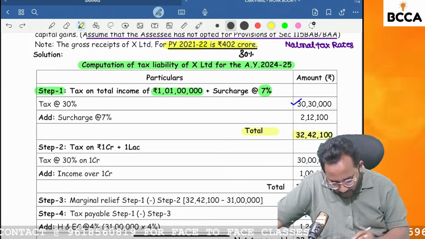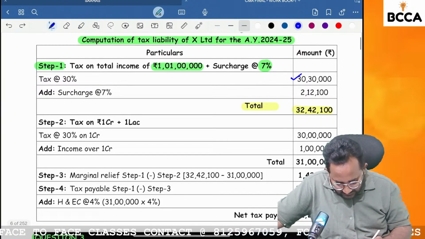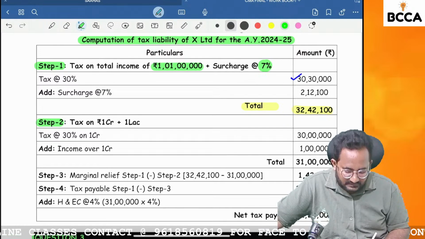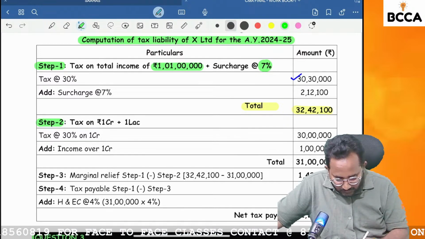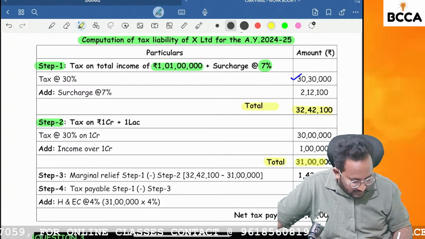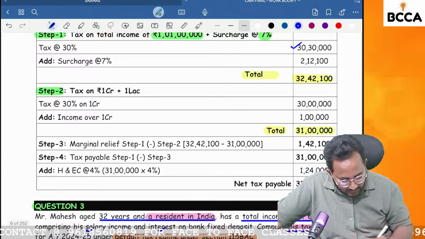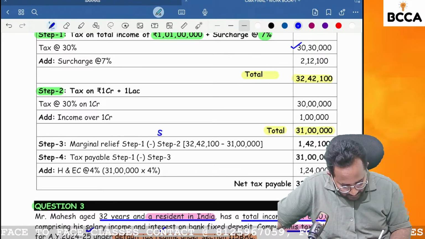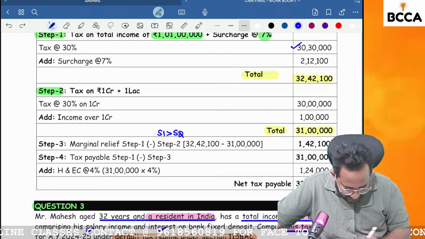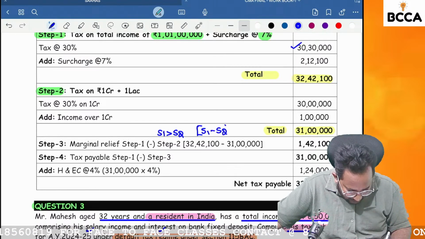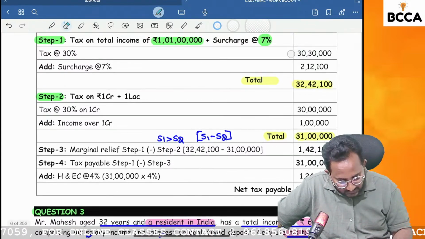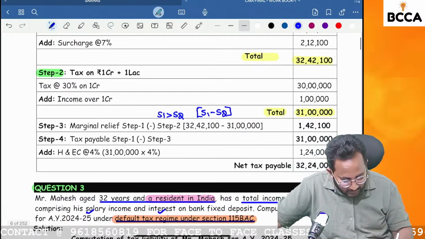Can you tell me what step 2 is? Tax on basic limits including surcharge. But at 1 crore there is no surcharge, and the additional income is 1 lakh, which we add back, so the step 2 answer is 31 lakh. Step 1 is more than step 2, and step 1 minus step 2 is called the marginal relief. The difference is 1,42,100. So the difference between step 1 and step 2 is the marginal relief. Ultimately, you have to pay step 1, but you can get the marginal relief.